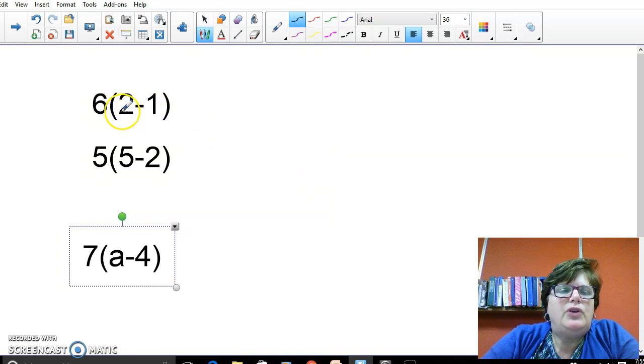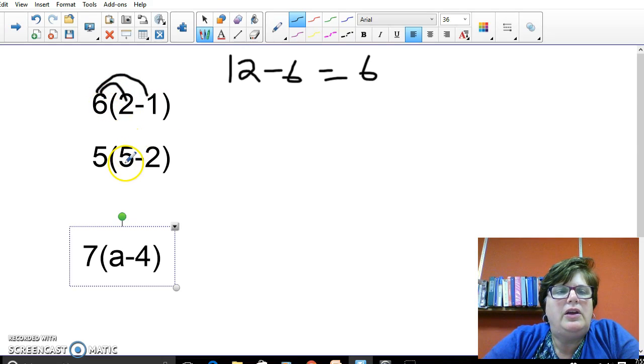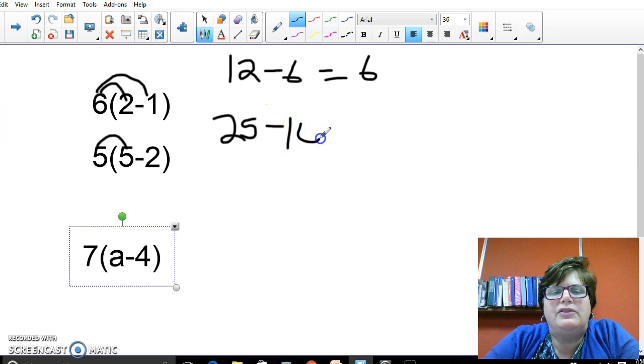Same thing can happen if we do have a subtraction in the front here. We can also distribute this. So 6 times 2 would be 12. And now we take that sign. This is a negative 1, really. So 6 times negative 1 would be a negative 6. 12 minus 6 would equal 6. And if we see 2 minus 1, if we had done that first, that's fine. 2 minus 1 is 1 times 6. It checks out both ways. Same thing here. 5 times 5 would be 25. 5 times a negative 2 is negative 10. 25 minus 10 would be 15.